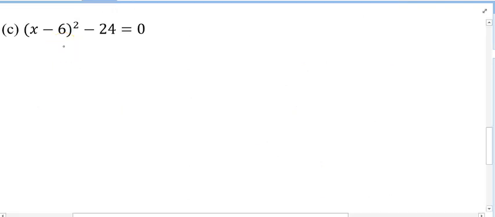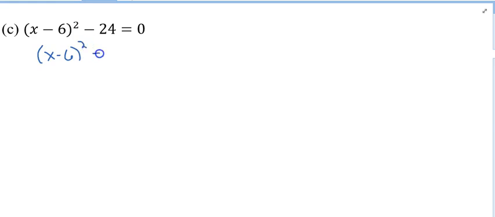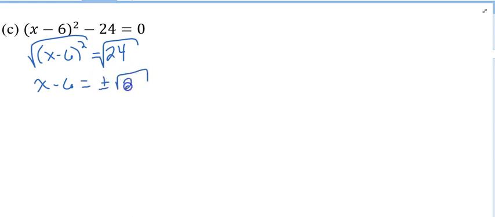One last one to go over here. It doesn't really look any different than the last one. So let's go ahead and add that 24 to both sides. That's going to leave us with x minus 6 squared equals 24. And then we're going to go ahead and take the square root of both of those sides. And that's going to leave me with x minus 6 equals plus or minus the square root of 24. And then we're going to add that 6. So x is equal to 6 plus or minus the square root of 24.